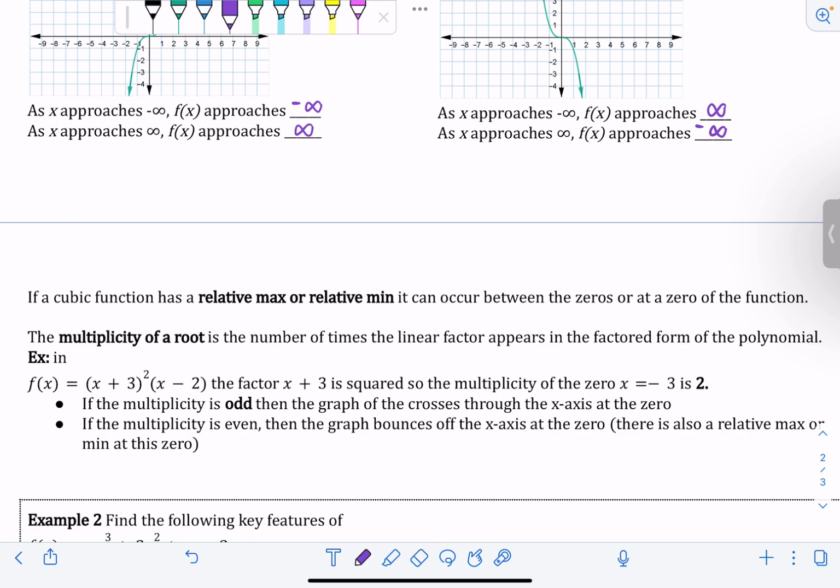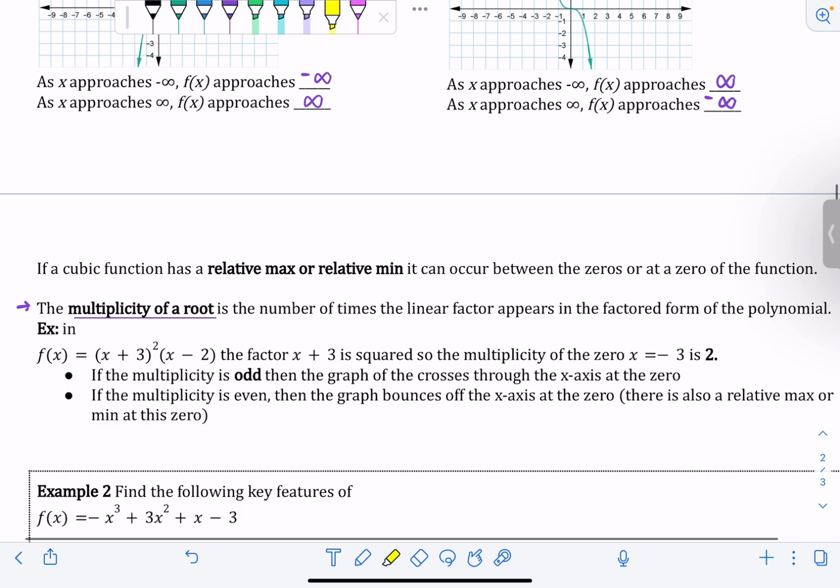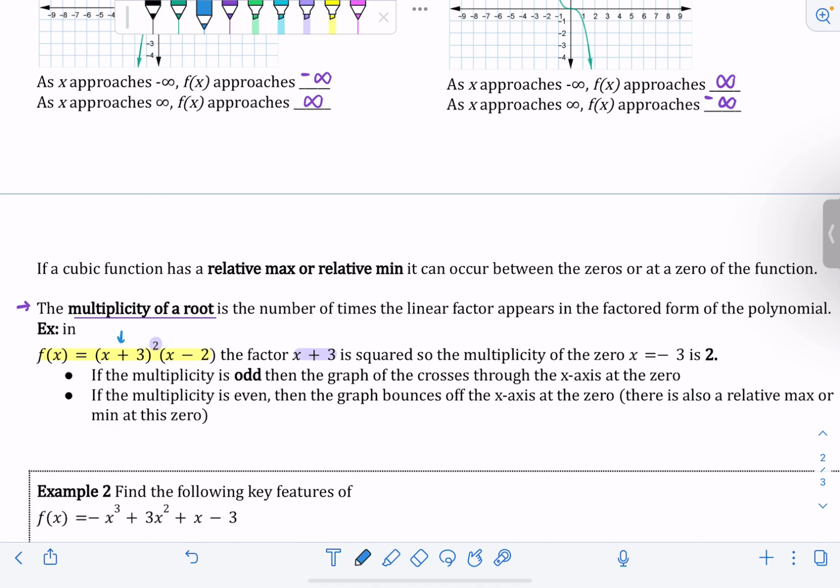You've heard me say a few minutes ago maybe, the multiplicity. The multiplicity of a root is the number of times that the linear factor appears in factored form of the polynomial. For example, in this function, f of x equals (x plus 3) squared times (x minus 2), the factor x plus 3 is squared. So that means its multiplicity is 2 for the zero that comes from it. If I were to set x plus 3 equal to 0 and solve it, it would give me x equals negative 3.